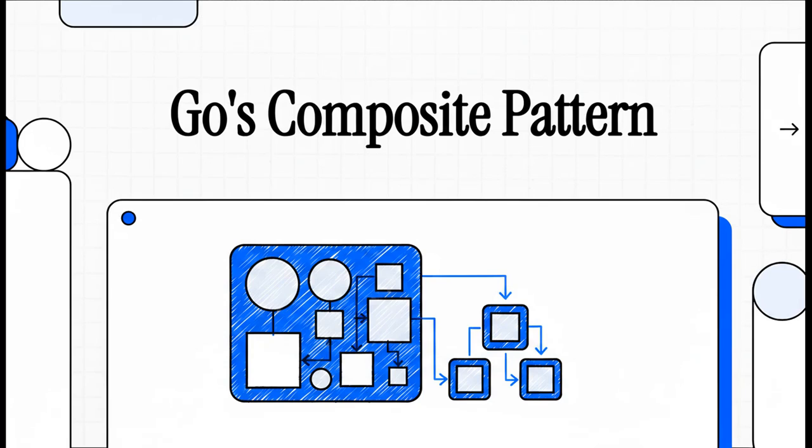Hey everyone, and welcome. Today, we're going to break down one of Go's most important structural design patterns. It's a pattern that lets you build incredibly flexible, scalable systems. We're talking about the composite pattern. And let me be clear, this isn't some patch for Go not having inheritance. It is Go's powerful, and I mean really powerful, answer to it.